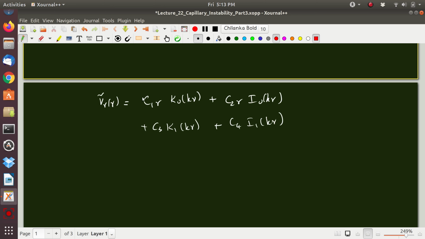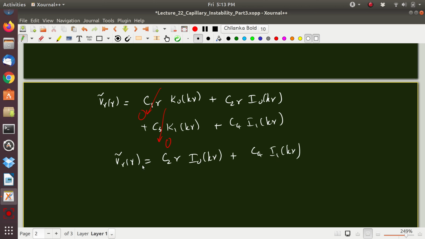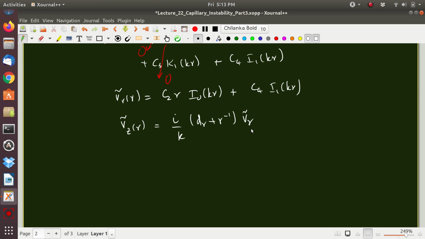Okay. Now these two solutions diverge as r goes to 0, so we can set those constants to 0, and therefore Vr of r has only 2 constants, C2 I1 and C4 I1 of kr. From this we can calculate Vz of r from the continuity equation. This is the continuity equation for the axisymmetric case. Because we know Vr, we can find Vz.